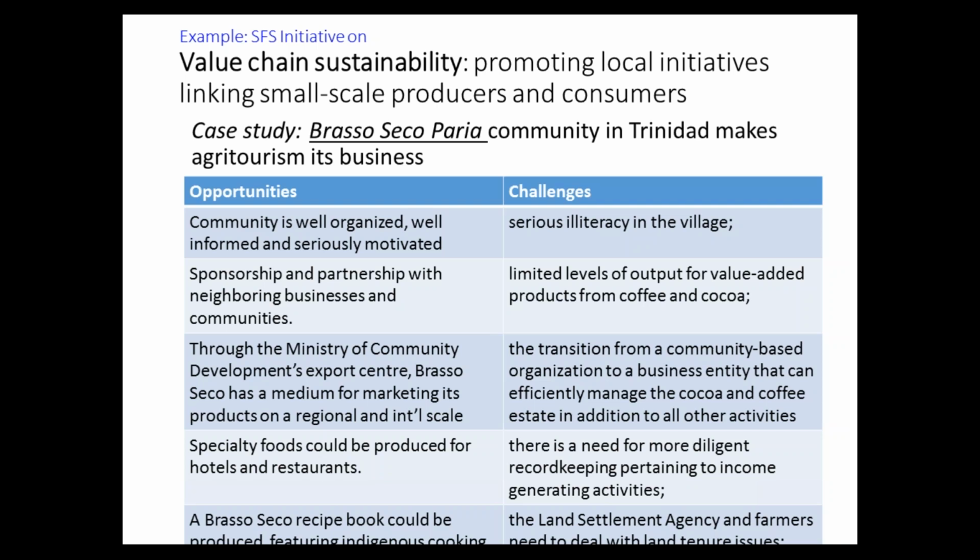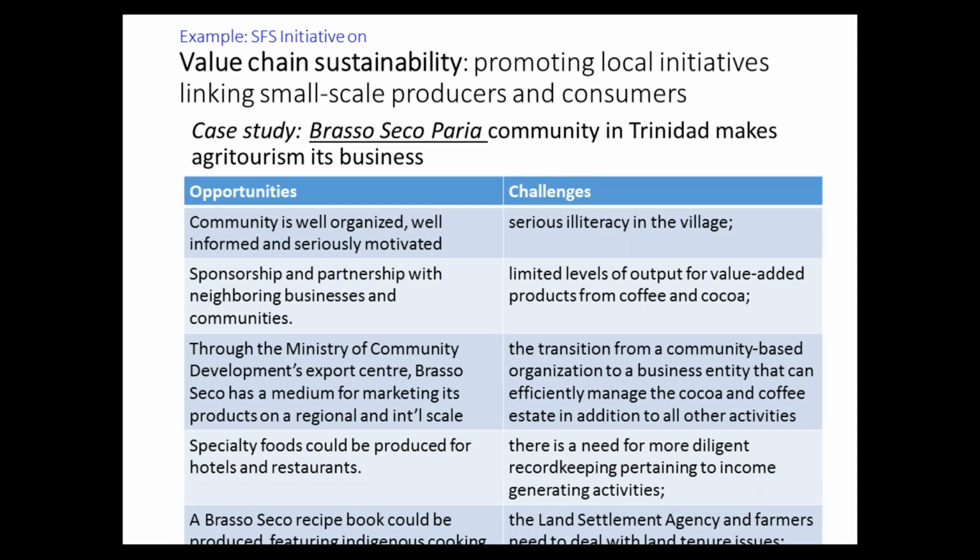As you can see on this slide, the community has started this agro-tourism business 5 or 6 years ago, and there's a couple of opportunities and challenges that were identified after the project started, and they basically revolve around the next things.